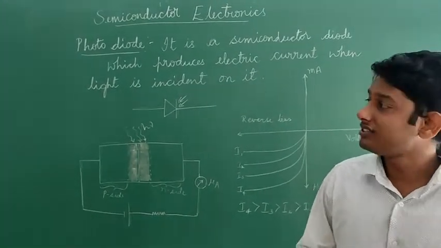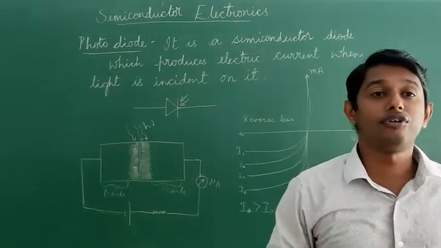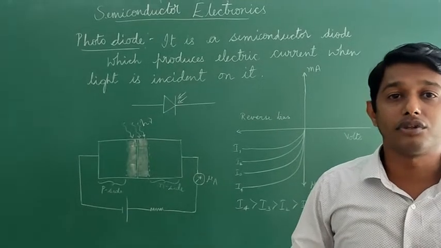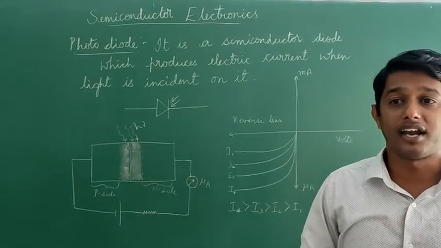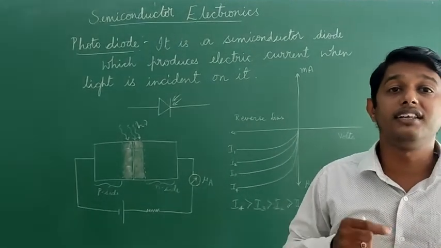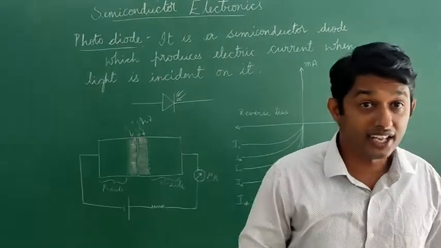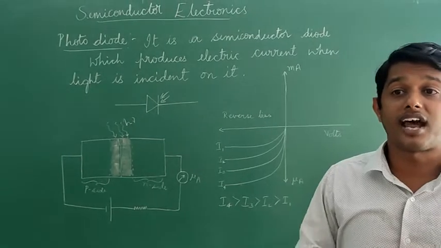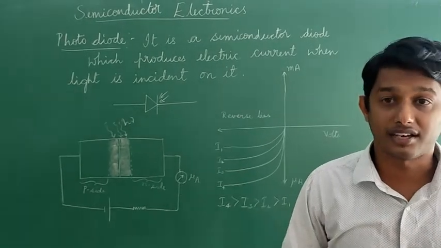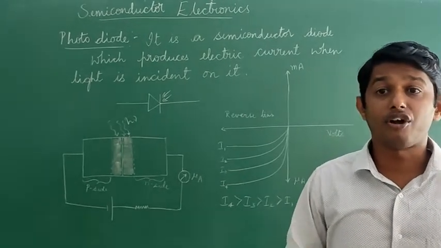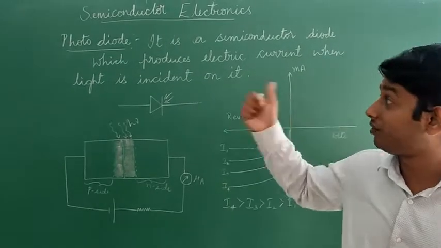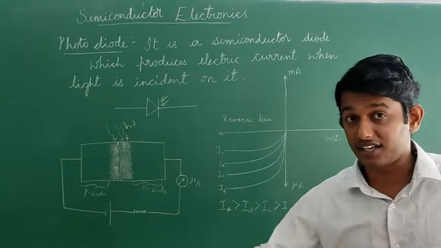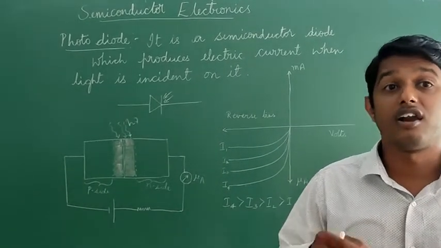There are certain applications of this photodiode. I'll tell you one by one. It is used to detect both visible and invisible light and to detect optical signals. Then it is used in logic circuits. These photodiodes are used in logic circuits. I'll tell you later in the class what these logic circuits are.